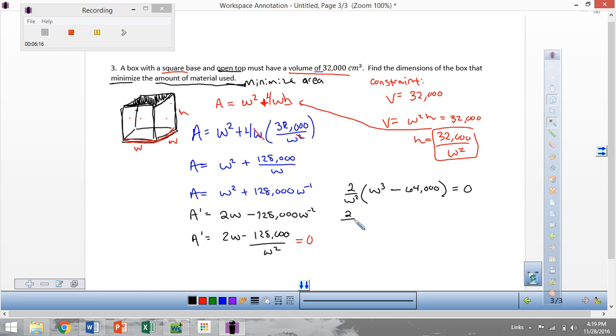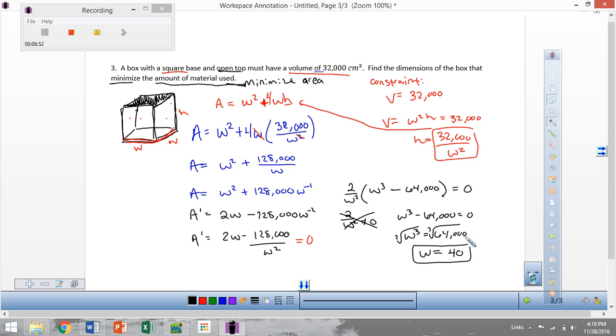Again, I would want to set each one of these things equal to 0, but just like with the can, this will never equal 0, because the top is a constant, therefore that will never be equal to 0. I don't need to worry about that. I need to take W cubed minus 64,000 and set that equal to 0. Add the 64,000 over, W cubed equals 64,000. Cube root both sides. And W would equal the cube root of 64,000, which is 40.